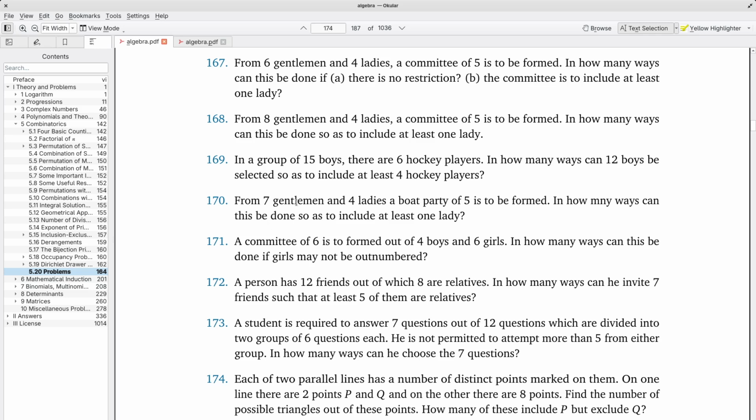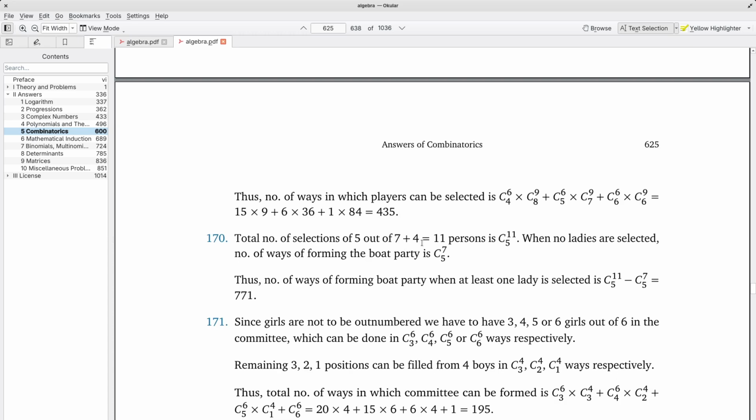Question 170 says that from 7 gentlemen and 4 ladies, a boat party of 5 is to be formed. In how many ways can this be done so as to include at least one lady? So the total number of persons is 11, and the total number of boat parties is 11C5. When no ladies are selected, the number of ways of forming the boat party is 7C5. Thus the total number of ways of forming the boat party when at least one lady is selected is 11C5 minus 7C5, that is 771. So with this we come to the end of the 17th set of problems.